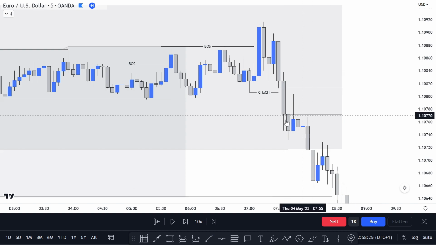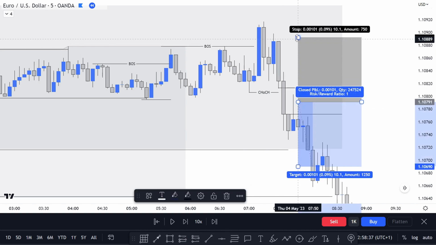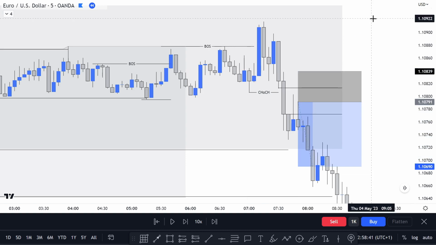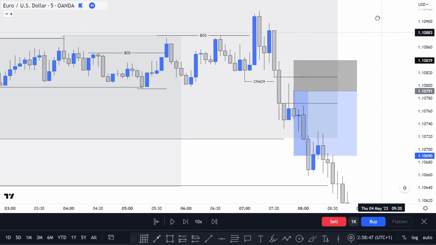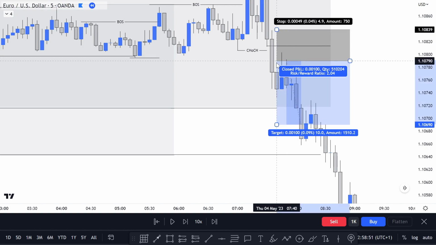So after the change of character, which is this candle, and another candle formed, what happened? Price retraced back into the 50% of the IFC candle. So automatically, if you know how to take trade entries based on fair value gaps, this is where you place your stop, and your entry has to be around the 50%.